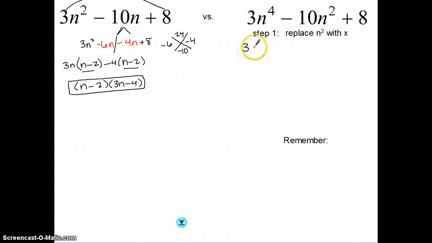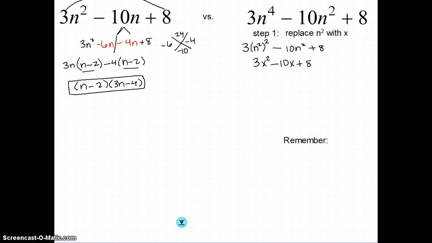So I'm going to rewrite this as 3n squared. Now if I make this an n squared, I need to raise it to the 2nd power so that it's the same as what I started with above, minus 10n squared plus 8. I'm going to replace that n squared with an x. So I end up with 3x, and then I have this exponent on the outside, squared, minus 10, and where that n squared is, I put my x, plus 8.